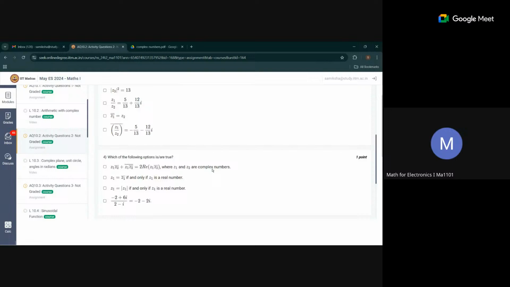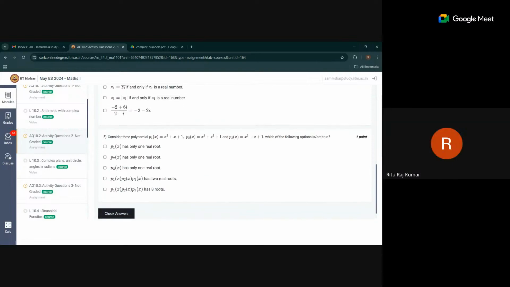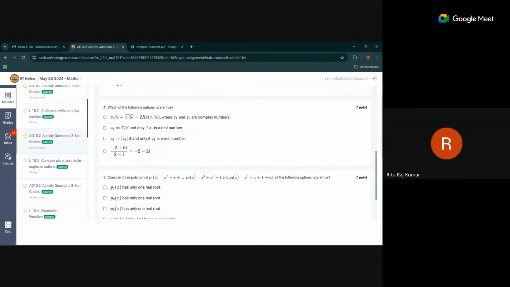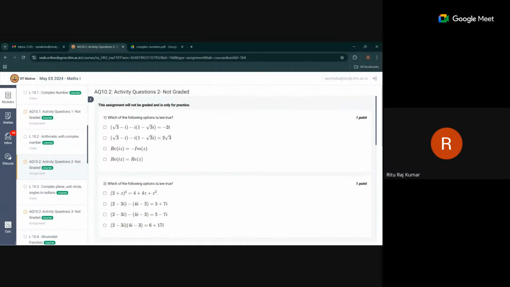Activity 10.2, which question? Ma'am, question number one. In options 3 and 4, how do they say that option 3 is right, ma'am?